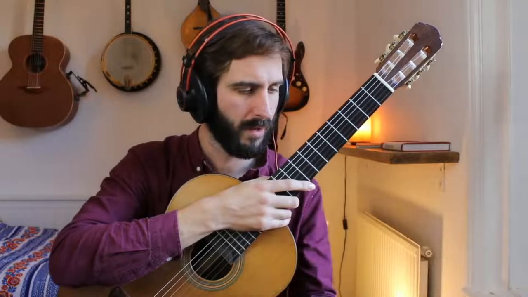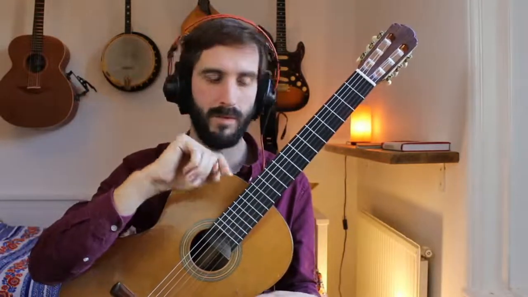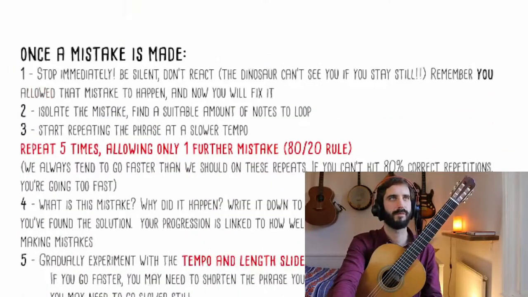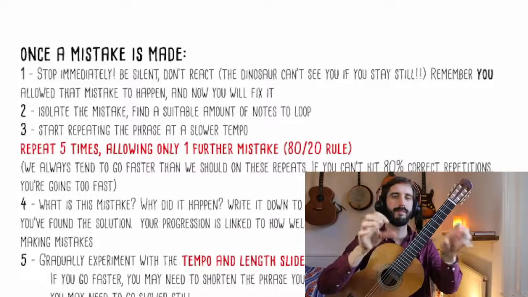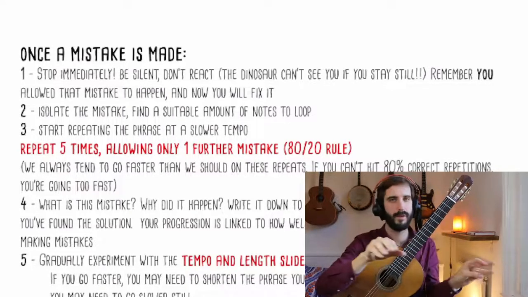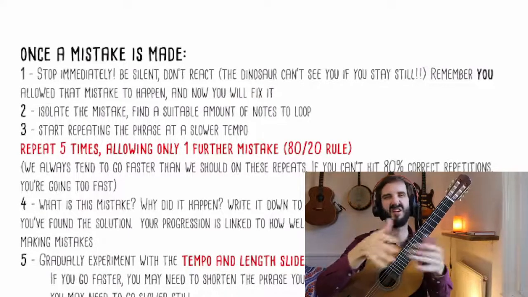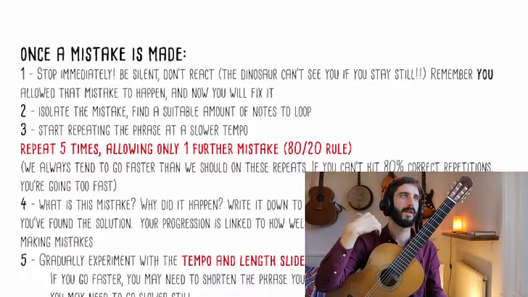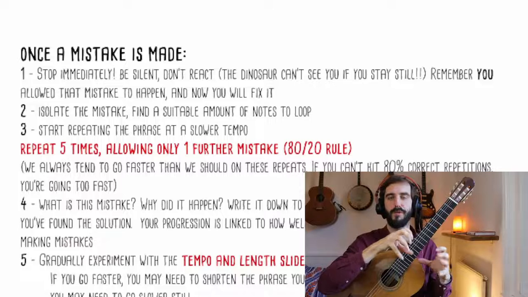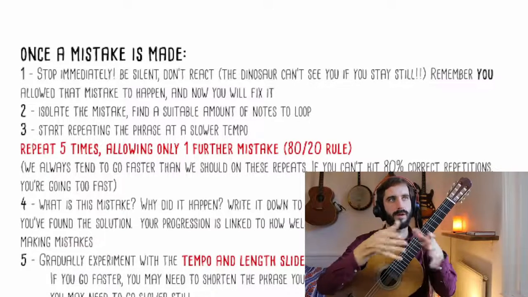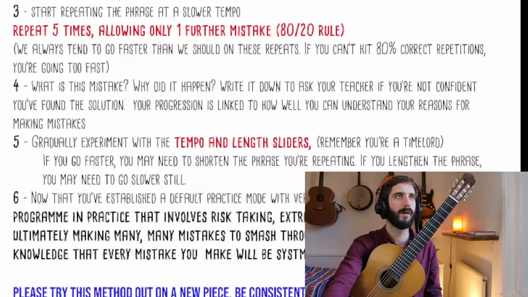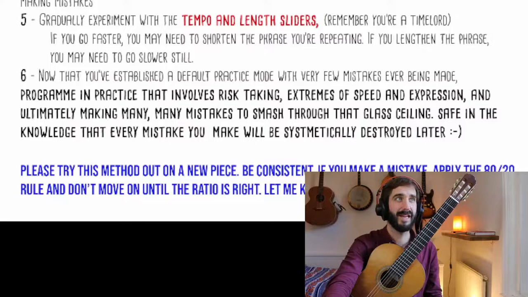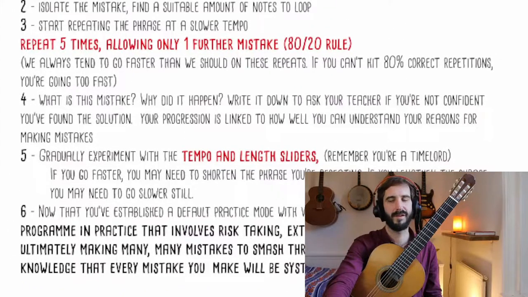So to sum it all up, if you're trying this method out, play as you normally would. When you encounter a mistake, you stop immediately. You be silent. You don't react. You don't get frustrated. You allow that mistake to happen, and you will fix it. You isolate the mistake. You find a way to play just that little area very slowly. It's always slower than you think. Whenever I tell my students to do this, they always play at roughly the same speed. Don't go slow. And once you've got that 80-20 rule done and you've got your five good play-throughs, then you can start to speed up or take on more of the phrase. And that's really it. That's what this live stream is about. I hope that makes sense.